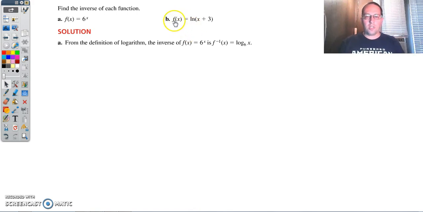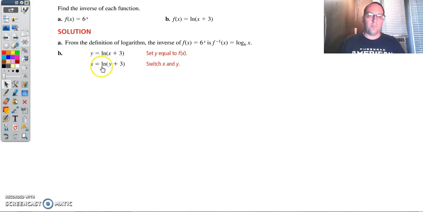First, we're going to change this to a y. So it's y equals the natural log of x plus 3. And then we switch x and y. So we have x equals the natural log of y plus 3. Then we need to get y by itself. So what we're going to do is write our logarithm as an exponent. We're going to change this equation to exponential form.